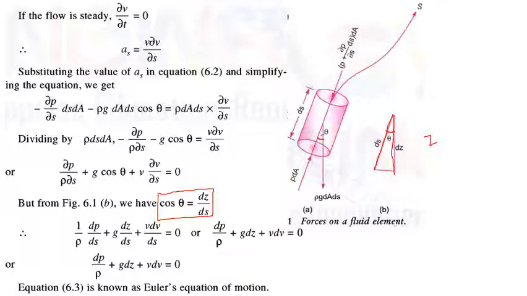This can be substituted into this equation. So that becomes 1 by rho into dou p by dou s plus g into, instead of cos theta, we substitute dz by ds, plus v into dv by ds is equal to 0. And we take ds as common, so ds is cancelled from all terms, so that becomes dp by rho plus g dz plus v dv is equal to 0. So this equation is called the Euler's equation of motion.